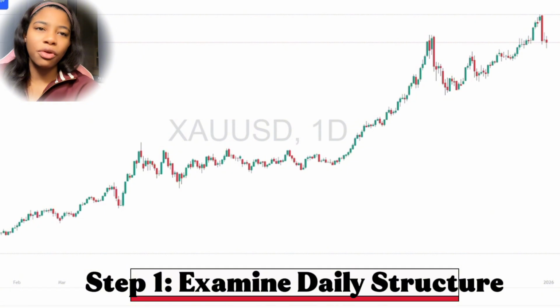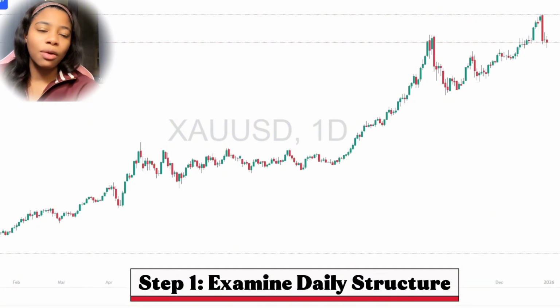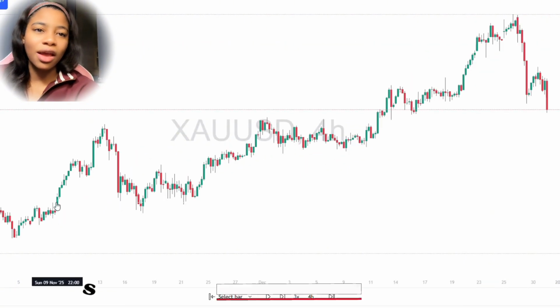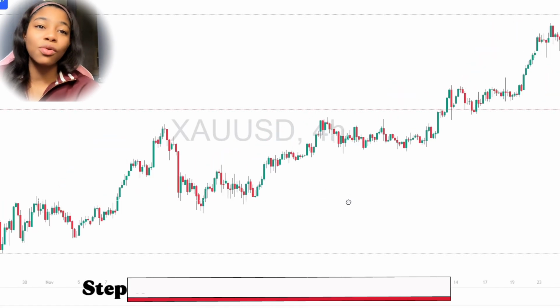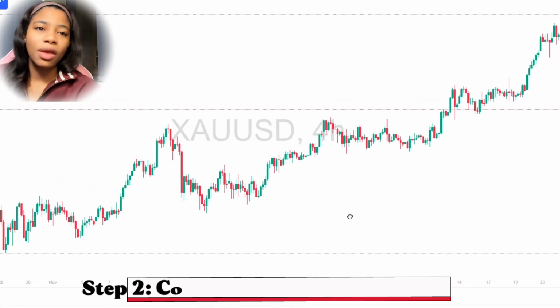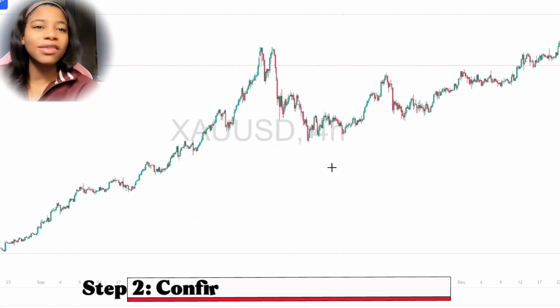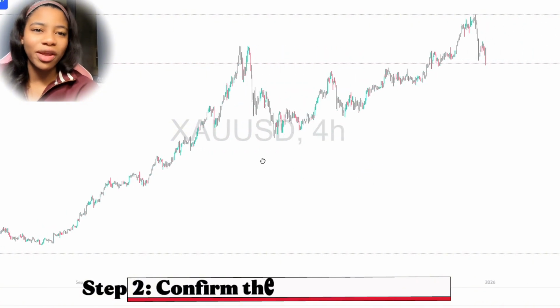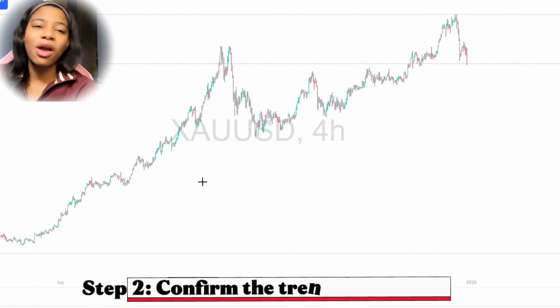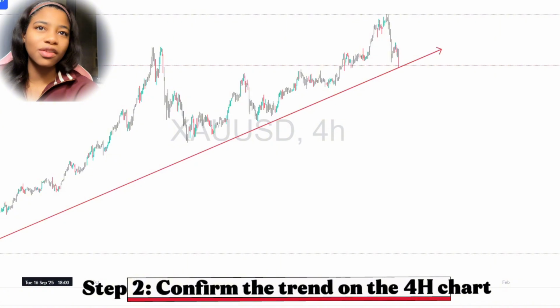Let's say we're in an uptrend, right? Once you see that on the daily time frame, your next step is to go to the 4-hour chart. Now your question is, is the 4-hour chart also in an uptrend? If yes, you have confirmation. The daily is in an uptrend. The 4-hour is in an uptrend. Now what do you do? You've got a strong setup.